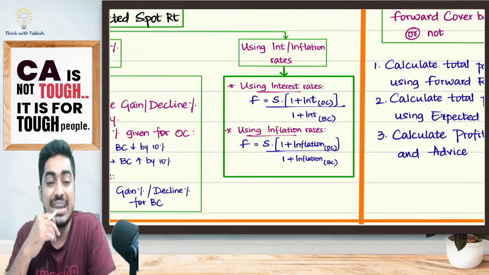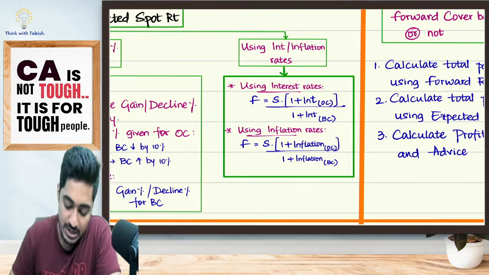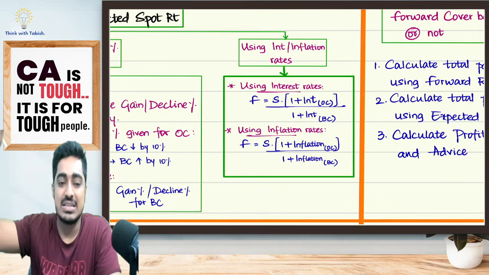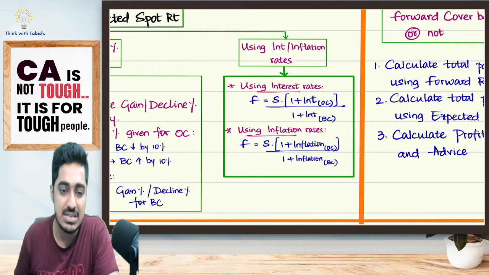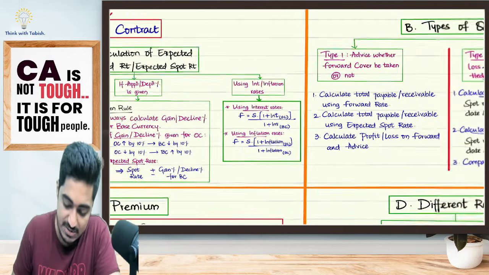Next is using the interest or inflation rate, which we have already discussed. Forward rate is equal to spot into 1 plus interest rate of the other currency divided by 1 plus interest rate of the base currency. The same applies for inflation. Is this clear, everyone? Okay.